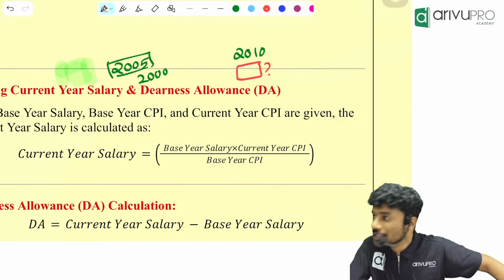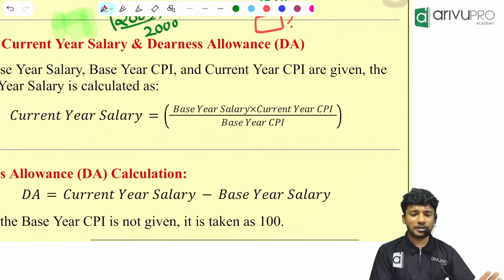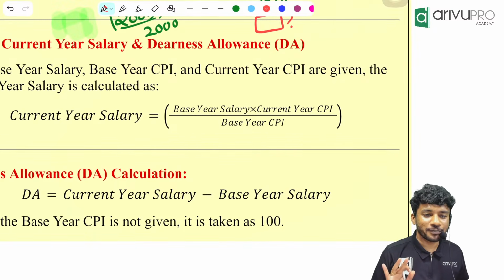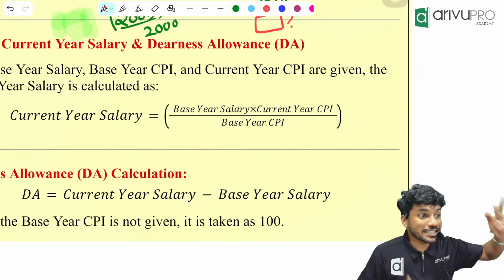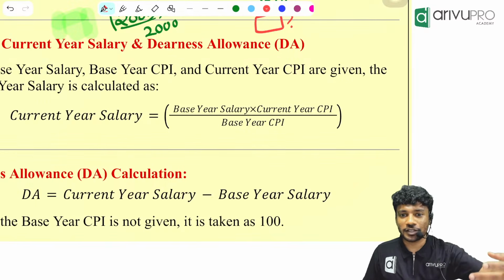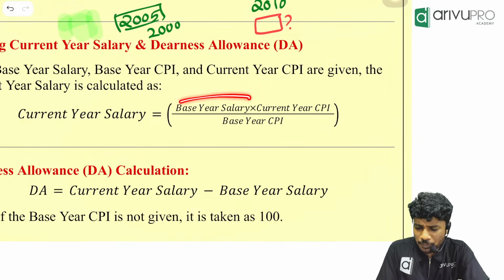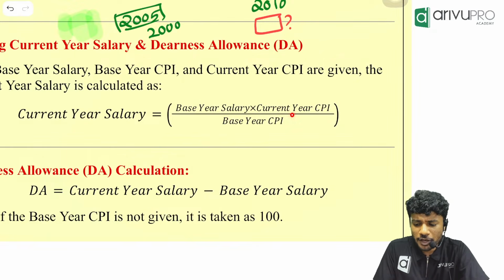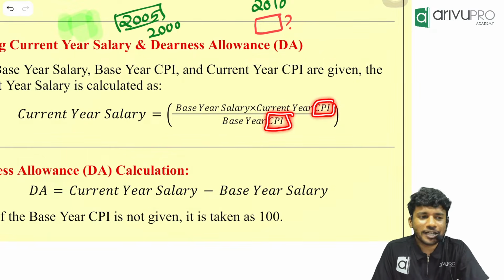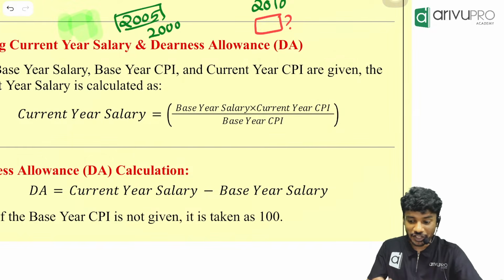Now here we will have a formula, but I will not be teaching you with the formula, because if I teach you with the formula, you will forget it. It's better teaching with a shortcut. Current year salary is base year salary into current year CPI divided by base year CPI. What do you mean by CPI? Consumer Price Index. With that we are tracking the inflation.